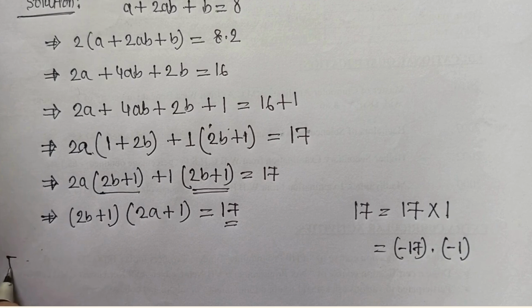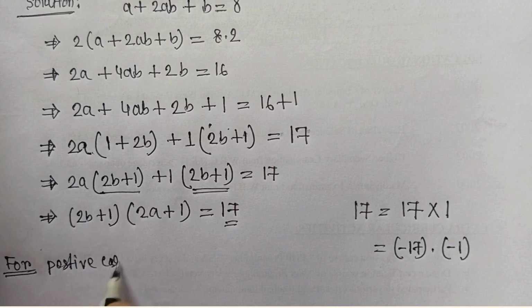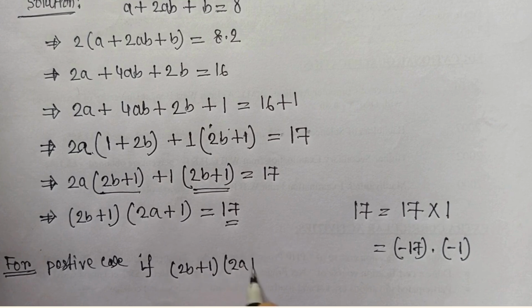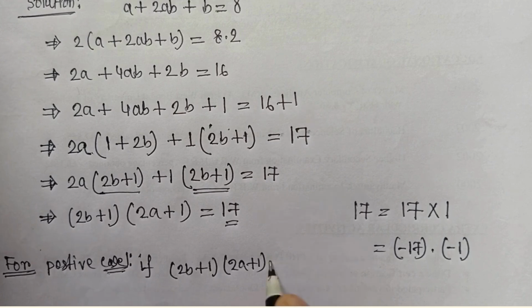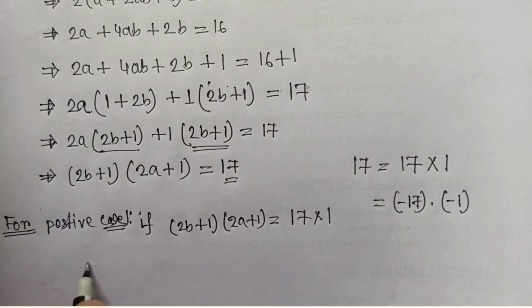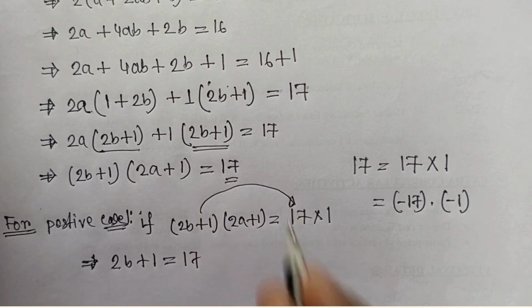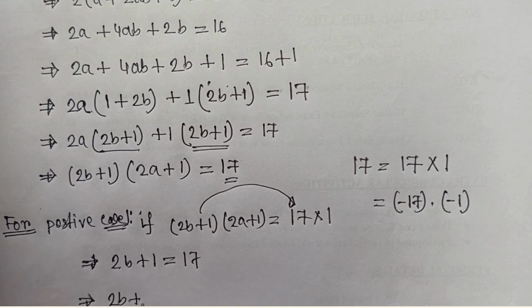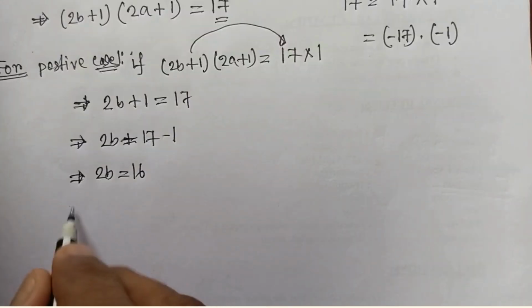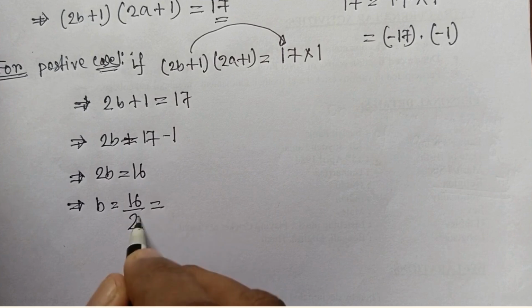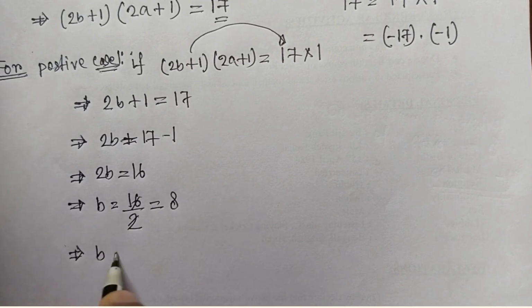So for the positive case, case 1: if 2a + 1 is equal to 17 times 1, then we consider 2b + 1 is equal to 1... Okay, so we are getting 2b = 17 - 1, 2b = 16, or b = 16/2, that will cancel, so we get the value of b = 8.